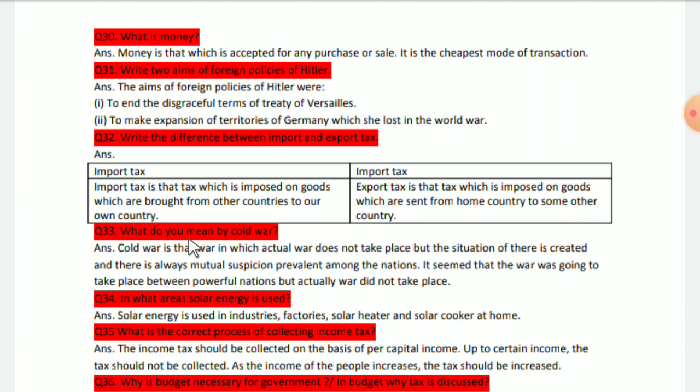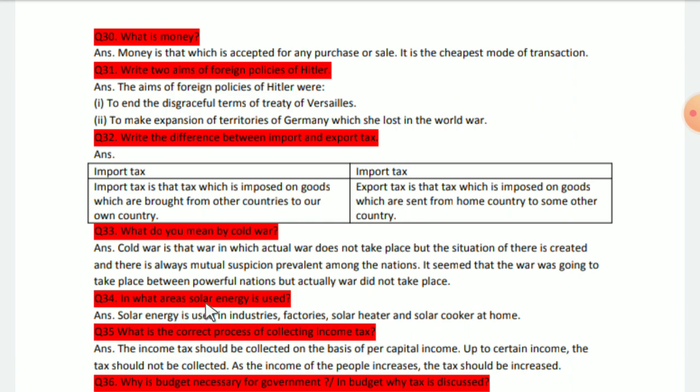What do you mean by Cold War? Cold War is that war in which actual war doesn't take place, but the situation of war is created and there is always mutual suspicion prevalent among the nations. It seemed that war was going to take place between powerful nations, but actual war did not take place.